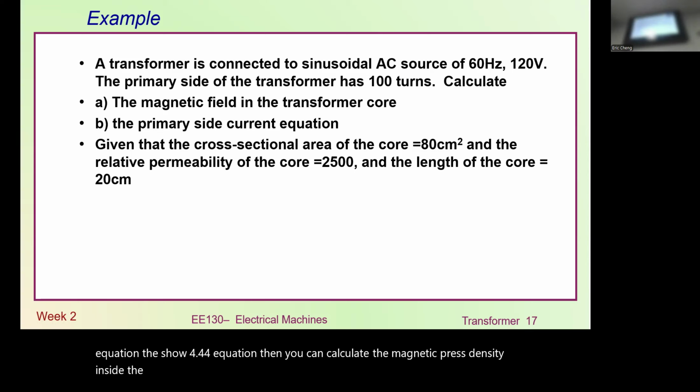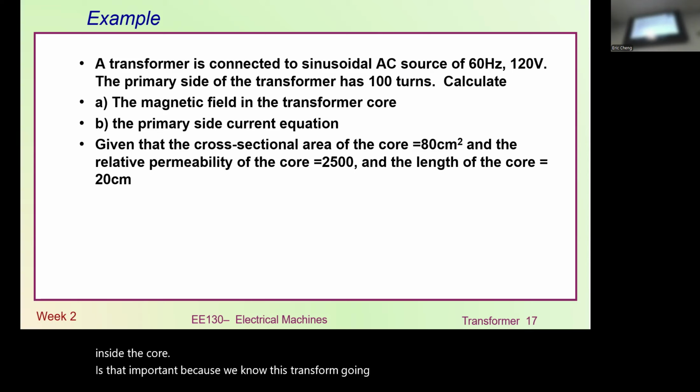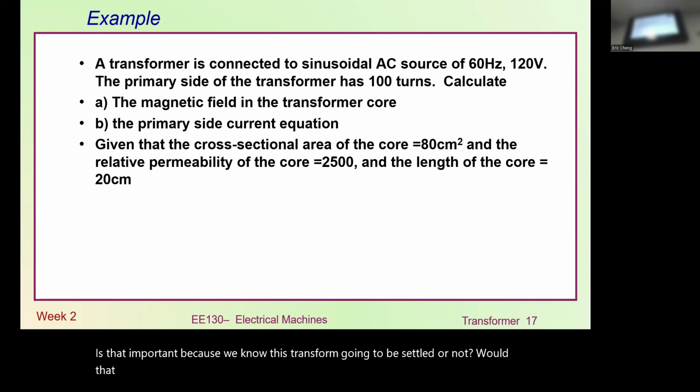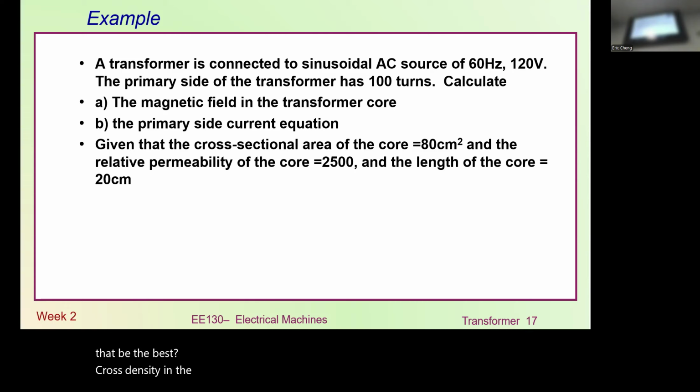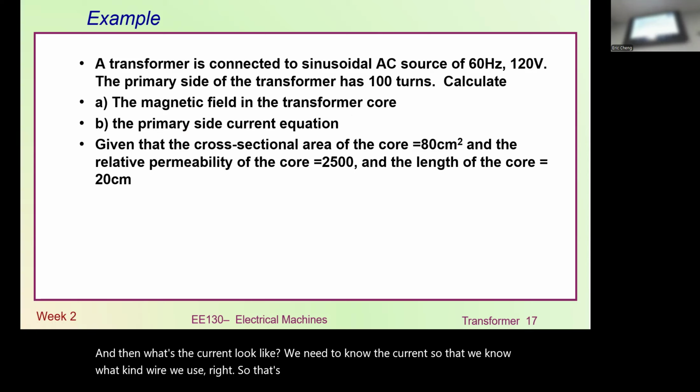That's important because we know whether this transformer is going to be saturated or not. Would that be the best flux density in the transformer? We want to excite the transformer with the best magnetic flux. Too low or too high is not good. So that's why the first calculation is, under sinusoidal excitation, what is the magnetic flux in the core? And then what does the current look like? We need to know the current so that we know what kind of wire we use, right? So that's why we need to calculate the primary side current.